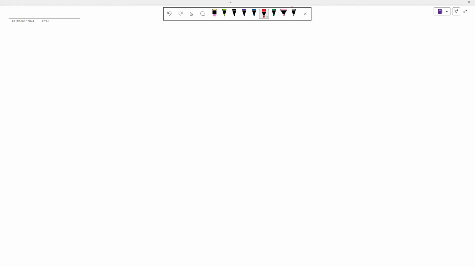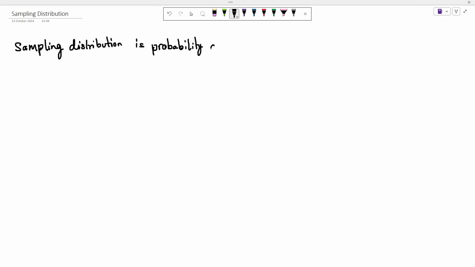Now let's work on the sufficient statistic part. No, not sufficient statistic, sorry. Sampling distribution. A very quick overview of what is a sampling distribution. Basically, sampling distribution is the probability distribution of sample statistics.